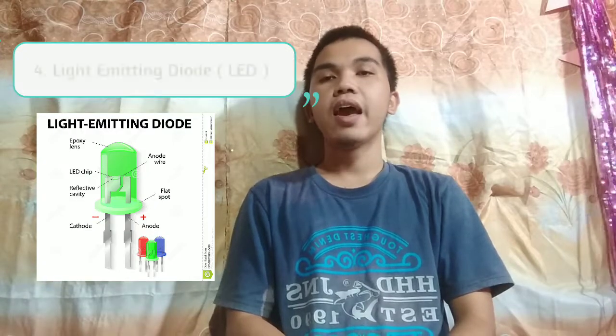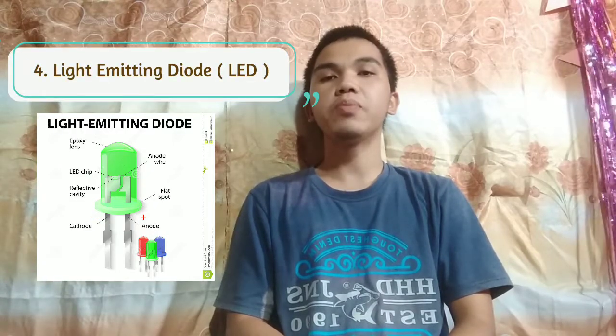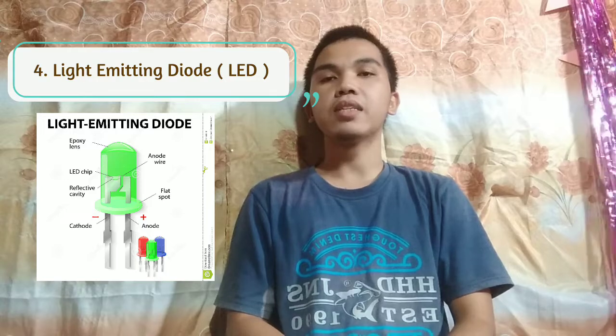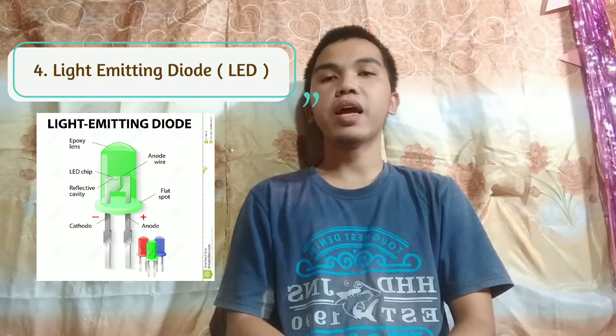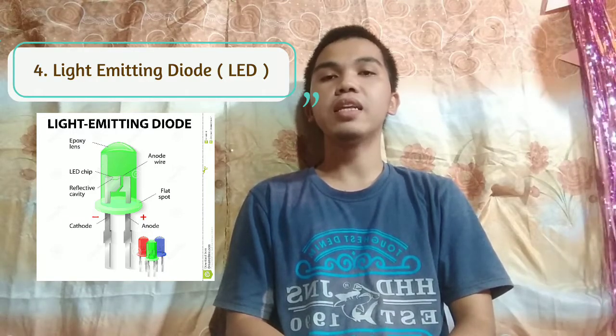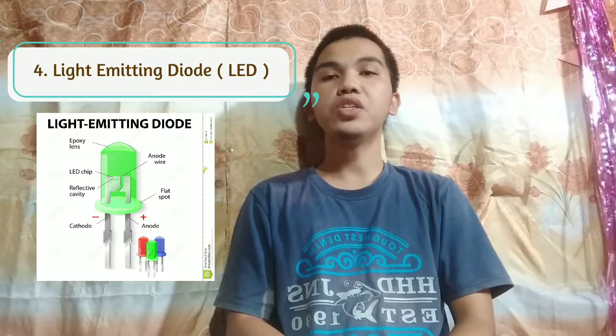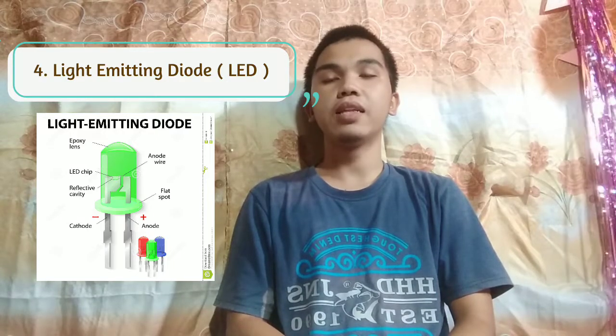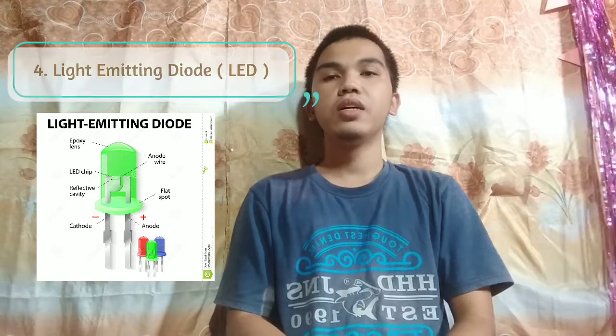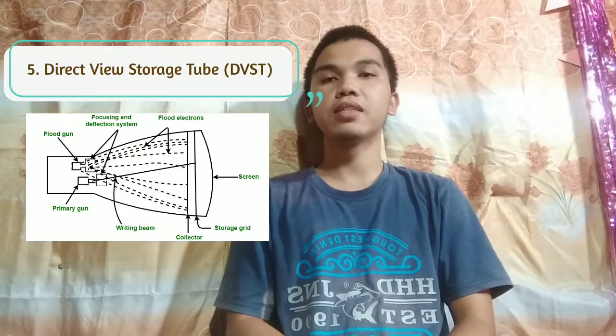The fourth one is the light emitting diode, or LED. LED is a device which emits light when current passes through it. It is a semiconductor device. The size of the LED is small, so we can easily make any display units by arranging a large number of LEDs. The fifth one is direct view storage, or DVST.